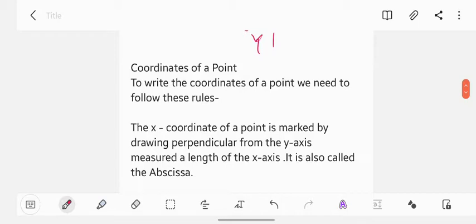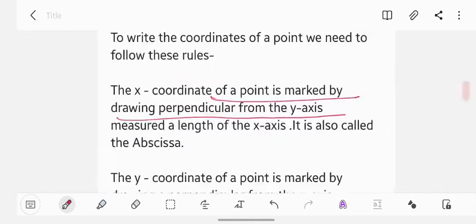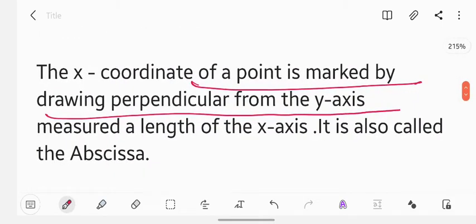So in order to write the coordinates of a point, we need to follow certain rules. The x coordinate of a point is marked by drawing a perpendicular from the y-axis. So by looking at the given Cartesian plane, the x coordinate will be marked by drawing a perpendicular from the y-axis, which measures a length on the x-axis, and that is also termed as abscissa.